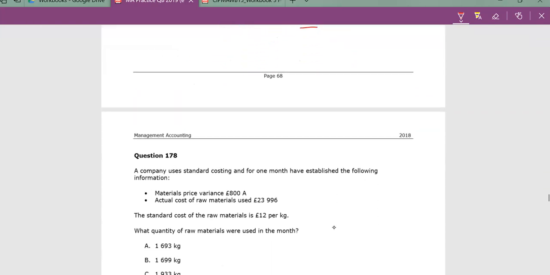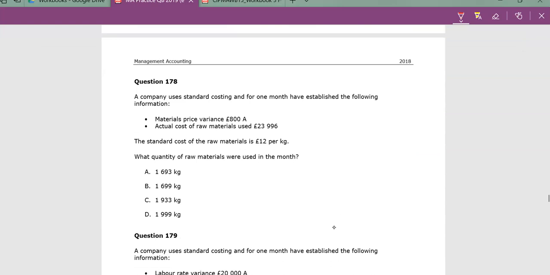Then let's quickly move on to 178. It's pretty much the same question, but this time working it backwards, pretending you didn't know 177 existed. Looking at it from this point of view, you spent 23,996. You should have spent, I'm going to take away 800 there, 23,196.